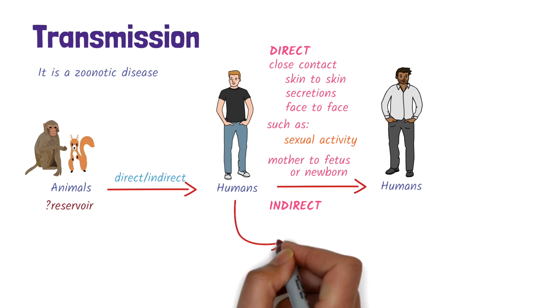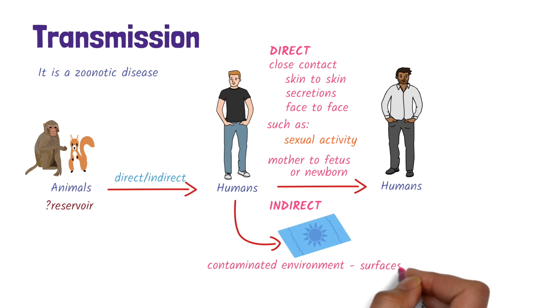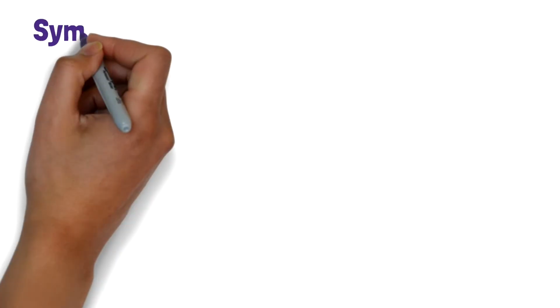Indirect transmission can occur from the contaminated environment, through a contaminated object, such as a towel or clothing. Other ways of spread are still being investigated. So, what are the symptoms?